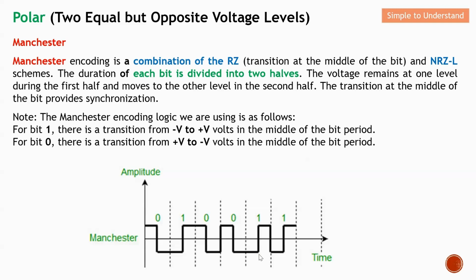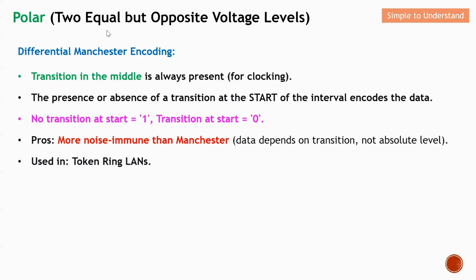This is for Manchester. Polar, two equal but opposite voltage levels. Next will be differential Manchester. Let's take a look at the characteristics of differential Manchester. Again, there will be a transition in the middle. Okay, so this is for synchronization or for clocking purposes.